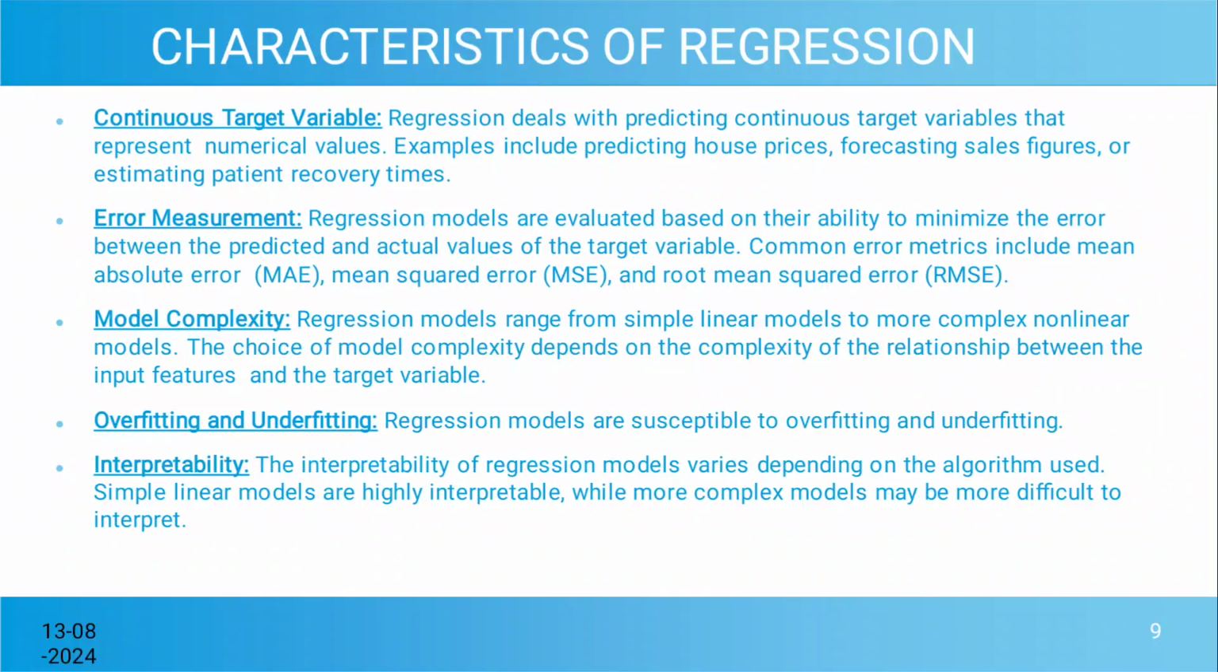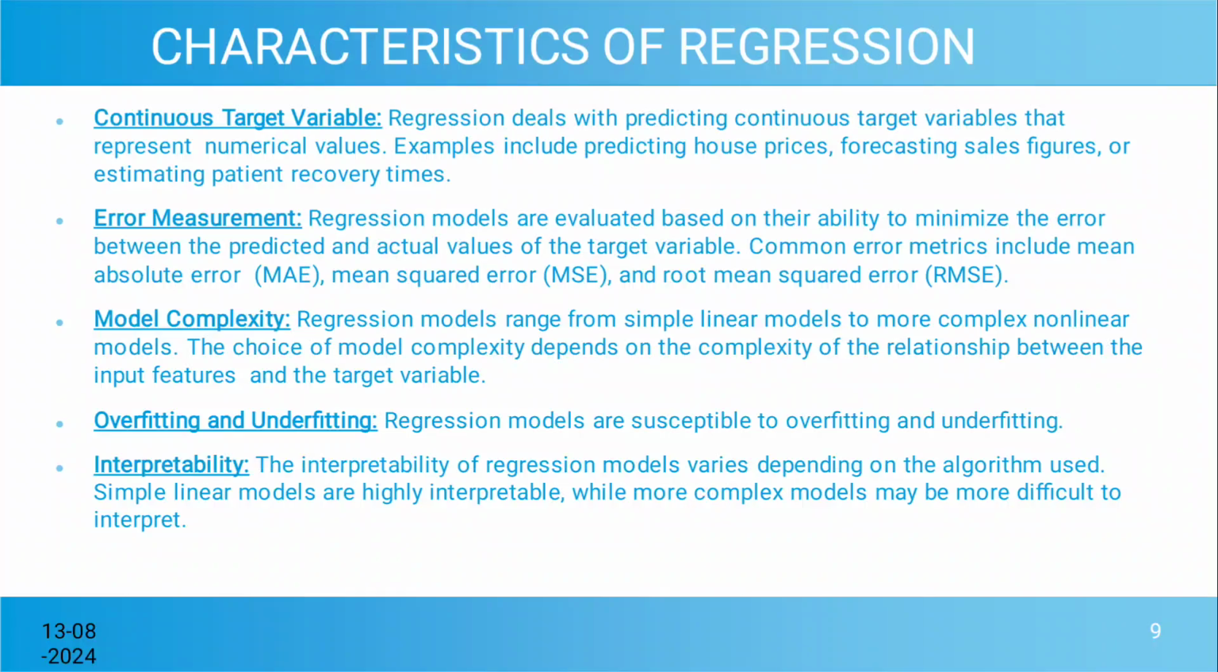Common error metrics include mean absolute error, mean square error, and root mean square error. Model complexity. Regression models range from simple linear models to more complex nonlinear models. The choice of model complexity depends on the complexity of the relationship between input features and the target variable. Overfitting and underfitting. Regression models are susceptible to overfitting and underfitting.